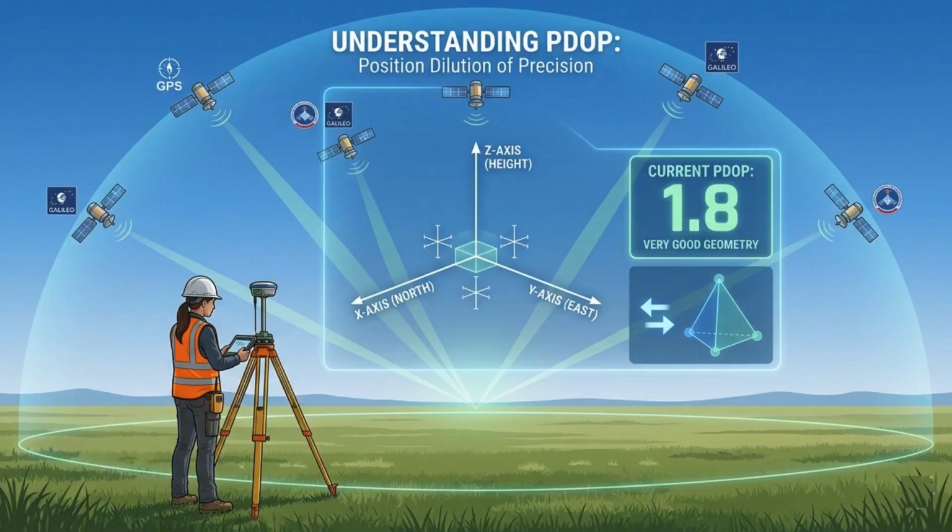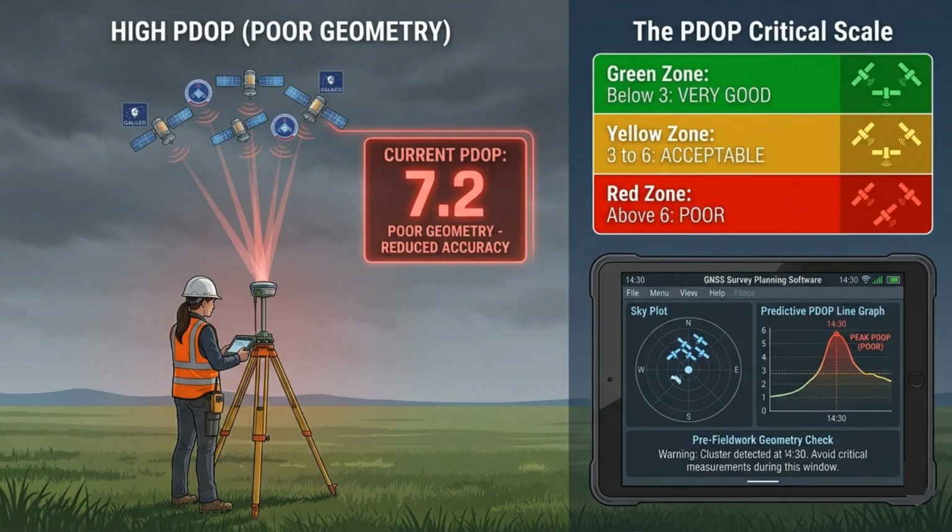Next is PDOP, Position Dilution of Precision. This is the most important DOP value for surveyors. PDOP represents the effect of satellite geometry on 3D position accuracy, meaning X, Y, and Z coordinates. In practice, PDOP below 3 is very good satellite geometry. PDOP between 3 and 6 is acceptable for many surveys. PDOP above 6 is poor geometry and reduced accuracy.